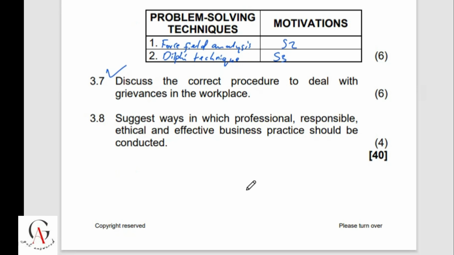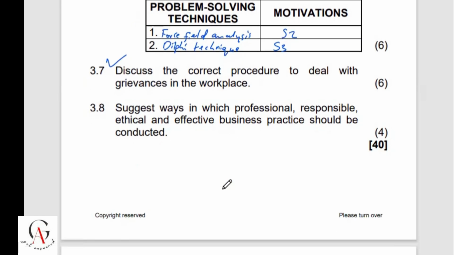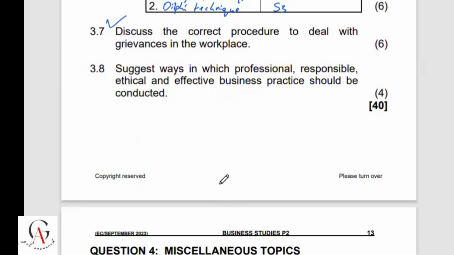So now let's check the issue of professionalism, responsible, ethical, and effective business practices. Okay, right. So now 3.8 reads as follows: suggest ways in which professionalism, responsible, ethical, and effective business practice should always be conducted. Okay, right. So now in this regard, the mission statement should always include the values of equality or respect.